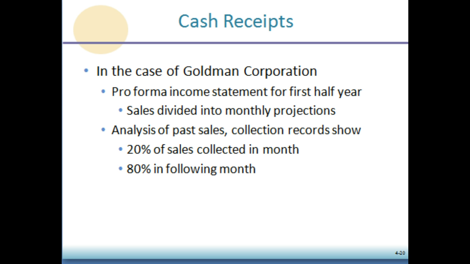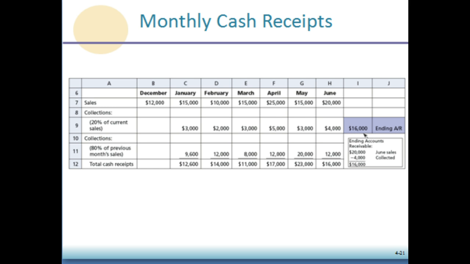In the case of Goldman Corporation in our example, let's look at the cash receipts. The pro forma income statement for the first half year would be sales divided into monthly projections. There would be an analysis of past sales with collection records showing 20% of sales were collected in one month and 80% in the following month. Here is an example of the monthly cash receipts from sales through total cash receipts. Take a look at this screen.